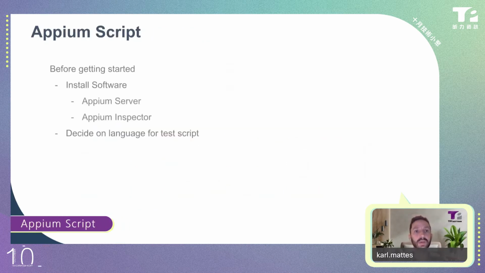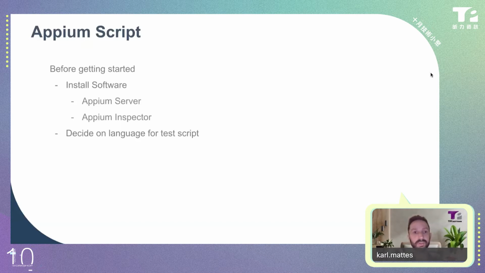Now let's talk about Appium script or Appium code. If we want to write our test code, before we get started, we will first, of course, need to make sure that we install all the necessary software. That would at least be the Appium server, which you can either download as a desktop application with a graphical user interface or as a command line tool. And also, I would strongly suggest you install the Appium Inspector, which is an app that helps you a lot in writing your test code by letting you inspect apps and find elements that you need to interact with.